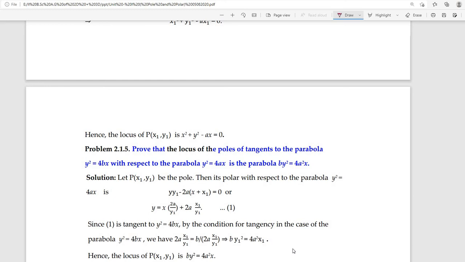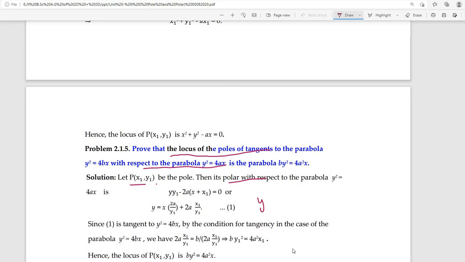Next is the locus of poles of tangents to the parabola with respect to the parabola. So here again, locus of poles. Let the pole be P(x1, y1), then its polar with respect to this parabola, as given, you are supposed to consider. So yy1 minus 2a into (x plus x1) equal to 0.